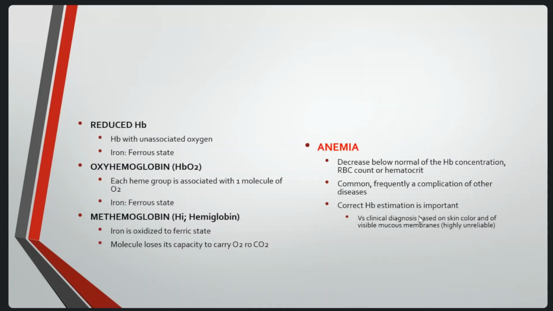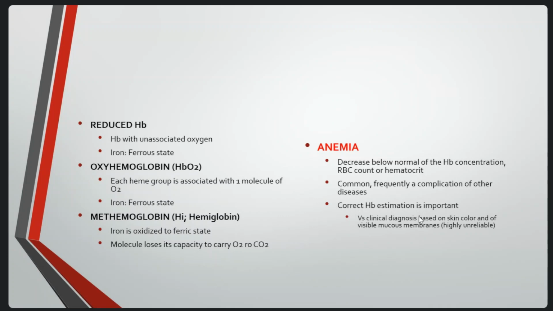Now, we have different types of hemoglobin. We have the reduced hemoglobin, which is the hemoglobin without associated oxygen, and the iron here is in the ferrous state. Another type is the oxyhemoglobin, in which each heme group is associated with 1 molecule of oxygen, and the iron here is also in the ferrous state. While for the methemoglobin, the iron here is oxidized to the ferric state, and the molecule loses its capacity to carry oxygen or carbon dioxide.